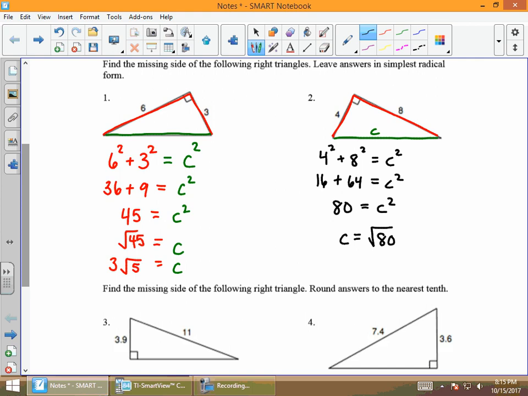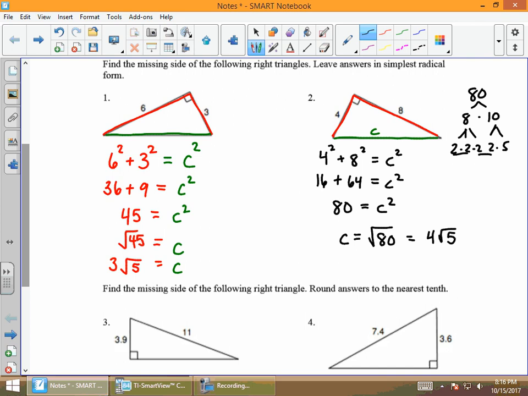Let's see, 4 goes into it. 4 is a perfect square, so that's 2. And if I divide 80 by 4, it's 20. Nope, so there's a bigger one. Alright, so what is 80? 8 times 10. 2, 2, 2. That's 2 and 5. So this is 4 radical 5.